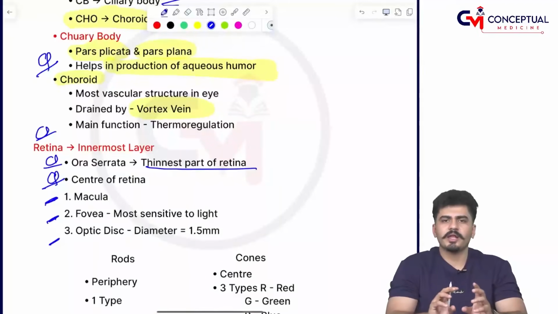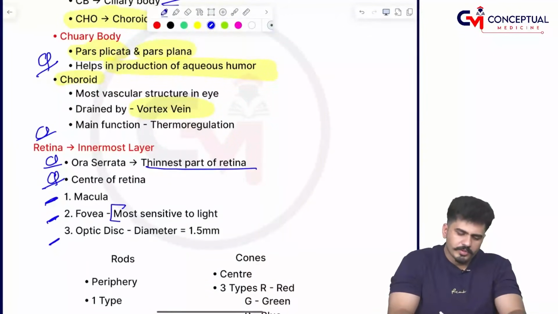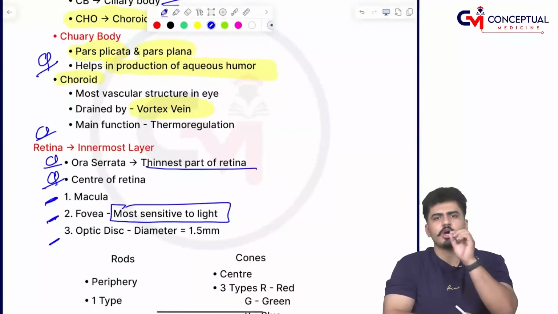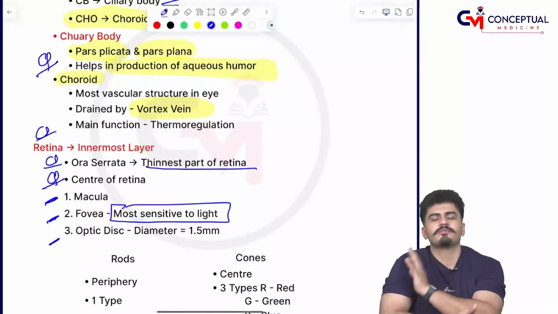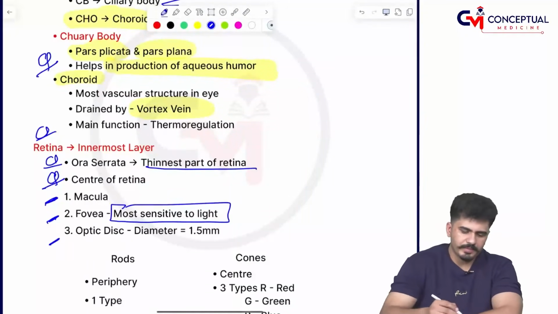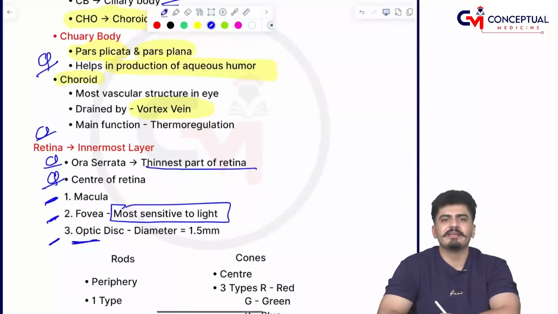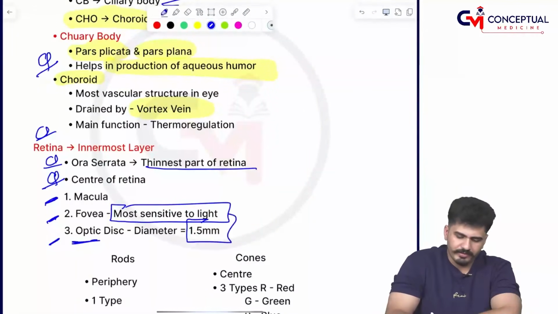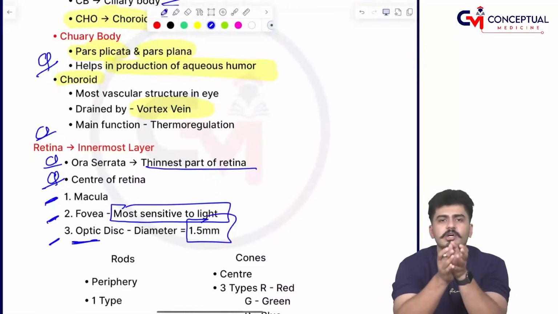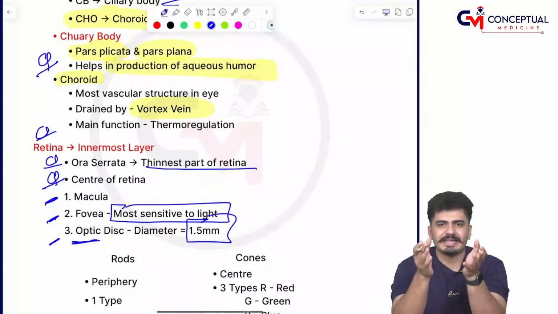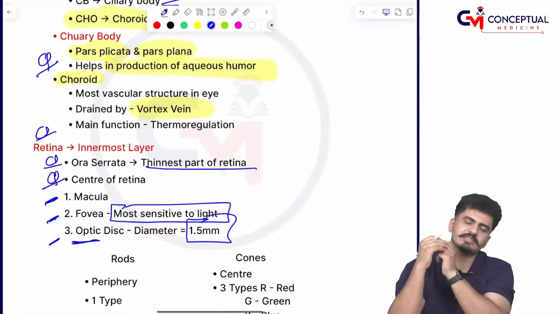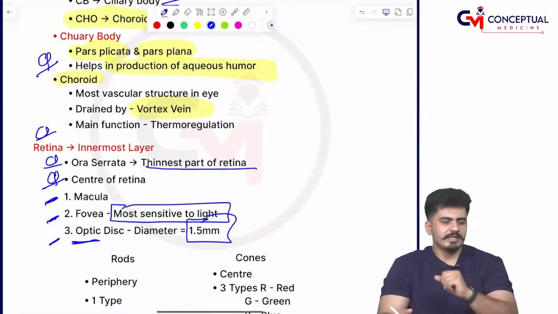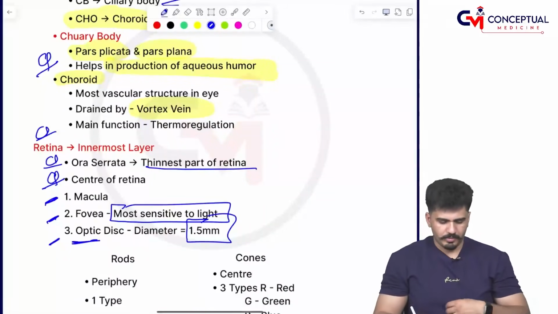Now, fovea sounds like phobia. So remember, the fovea is most sensitive to light. The structure of the retina which is most sensitive to light, your answer is going to be the fovea. Optic disc diameter is very, very important. How much is it? 1.5 mm. If the optic disc diameter increases, there will be blurring of vision, and we are going to talk about those diseases where you will encounter such problems, my dear friends.